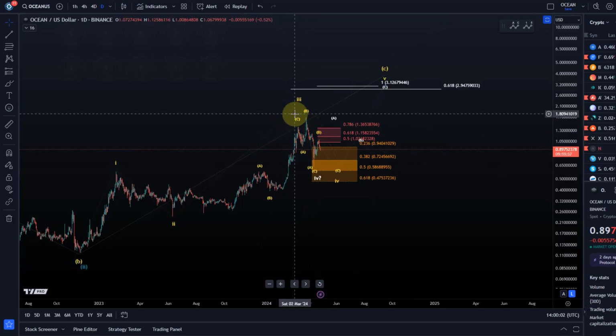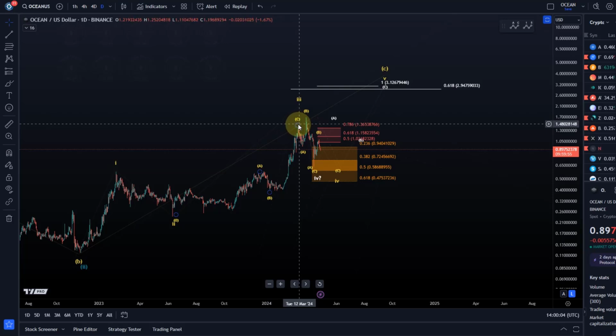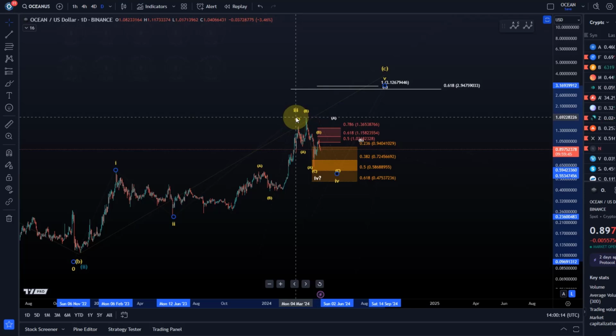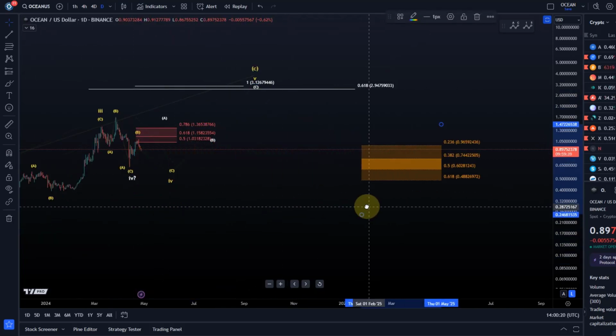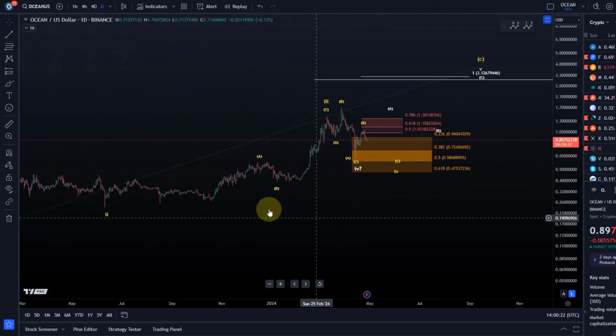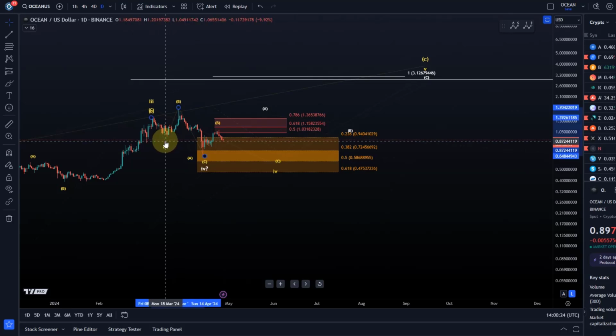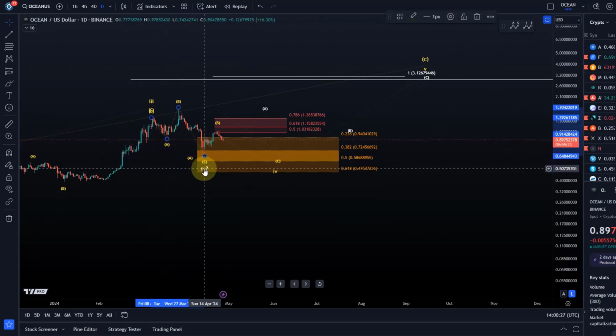And if we look at the micro patterns, it's possible that a C wave topped here in March, early March, maybe even end of March. That's not so important. But I've got the third wave here at the 8th of March high, where the price possibly topped at around $1.40. Because then we saw a dip in wave A of 4.